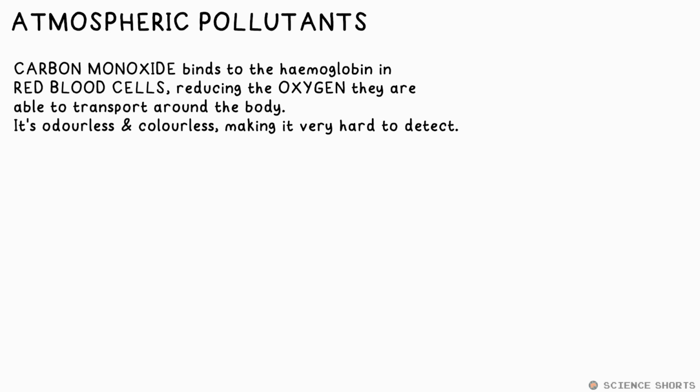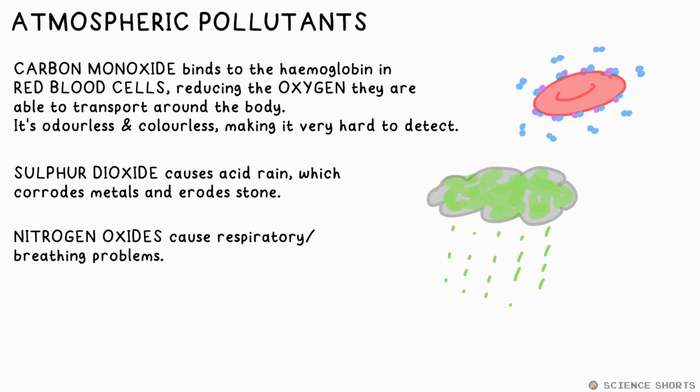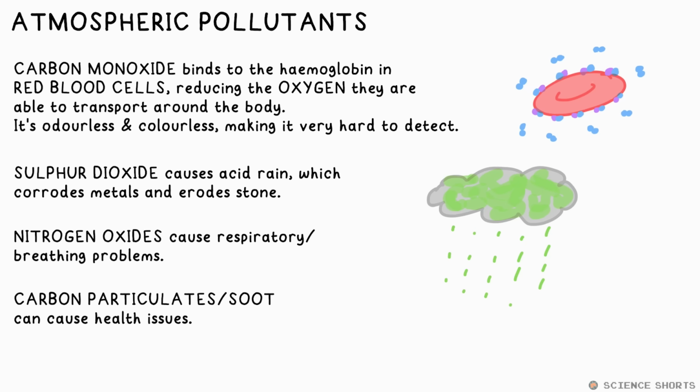Carbon monoxide is an atmospheric pollutant. It binds to your red blood cells, so less oxygen can be transported around your body. It's also odorless and colorless, so it's hard to detect, and that can be fatal. Most fossil fuels release sulfur dioxide when burned, which causes acid rain. Nitrogen oxides can also be released, which can cause breathing problems. Soot is just particulates of carbon made from incomplete combustion, and they can also cause health issues.